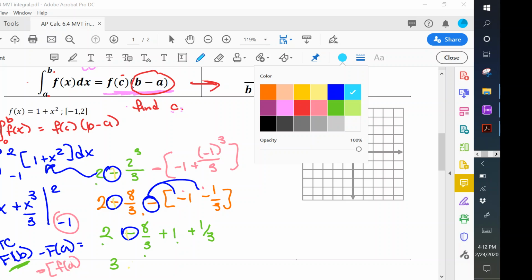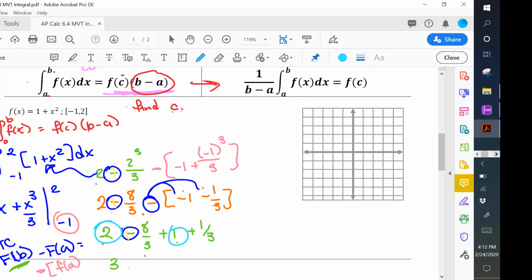Okay, so 2 plus the 1 gave me the 3, right here. Then 8/3 plus 1/3 gives me 9/3. There we go, that looks better. This gives me 3, 9 divided by 3 is 3, that gives me 6. 6 is the area under the curve.